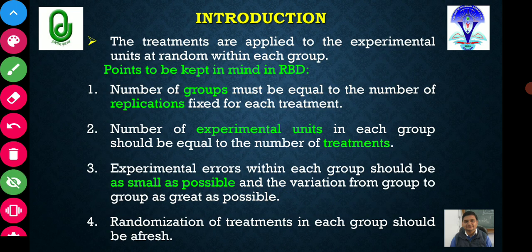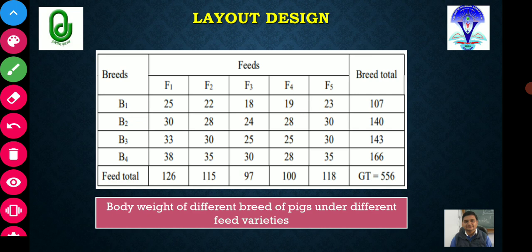Now, what I have discussed with the layout, I have written in word form. The treatments are applied to experimental units at random within each group. So just see this table. The treatments are applied in each group, that is, treatment feed 1 is applied to group B1 randomly. Randomly we are applying the treatment to breed 1, and again randomly we are applying the treatment to breed 2. So that means within each group you have to apply your treatment randomly.